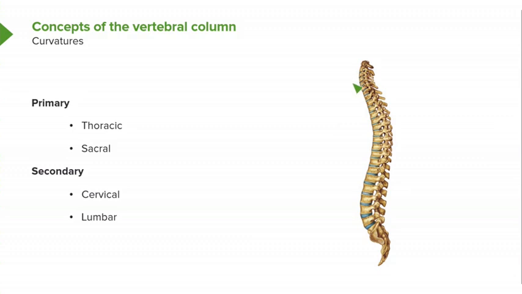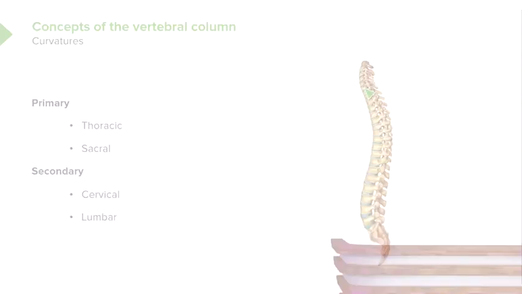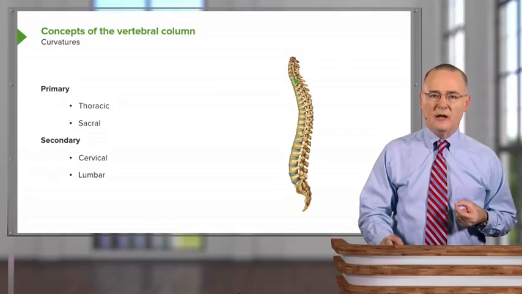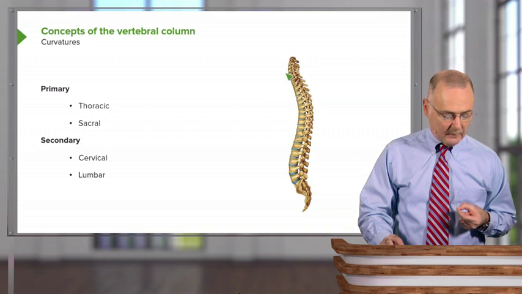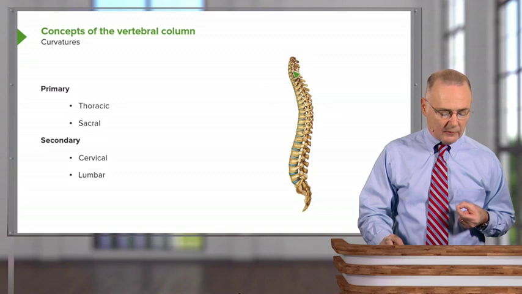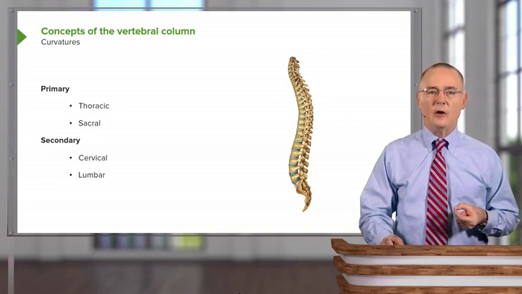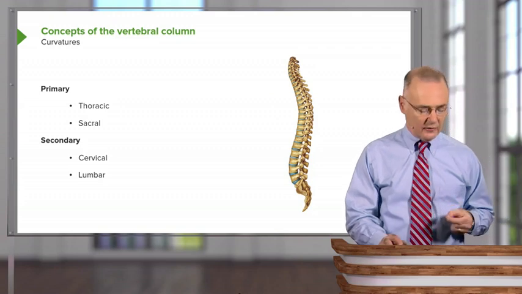The secondary curvatures, again, develop at developmental milestones, and what we have between the vertebral bodies are intervertebral discs. And so when you develop your secondary curvatures, you'll have a height difference between the anterior part of the disc and the posterior part of the disc, such that the anterior portion will be thicker than its posterior portion. And then that will confer the convexity that we see to our secondary curvatures.